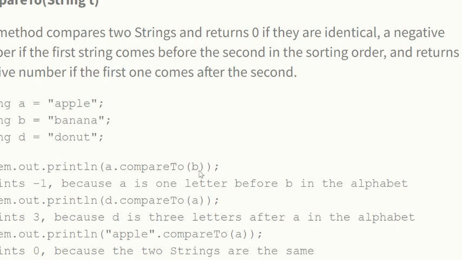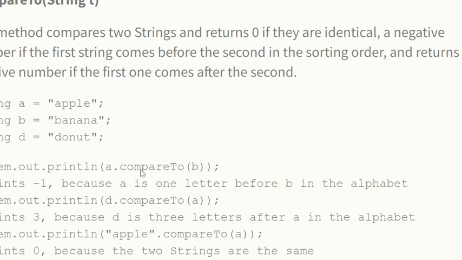If it gives you 0, it's like a dot equals saying they're true, that it's the same. 0 means they're the same. But if you get a negative number, it means the first variable comes before the second one in the alphabet. And if you get a positive number, it means the other way around.